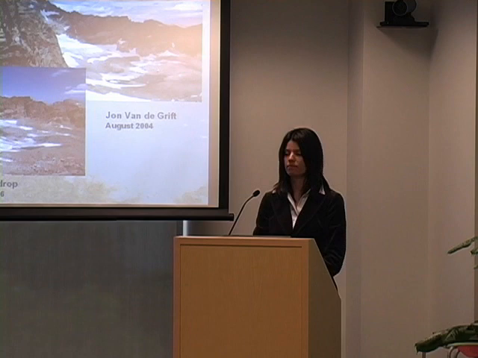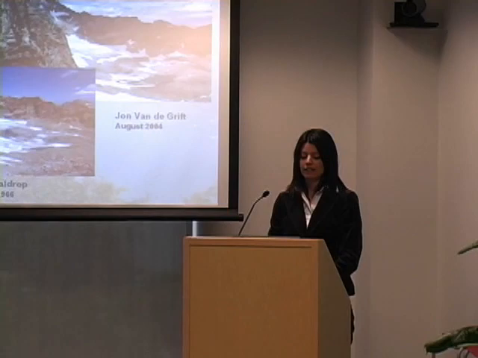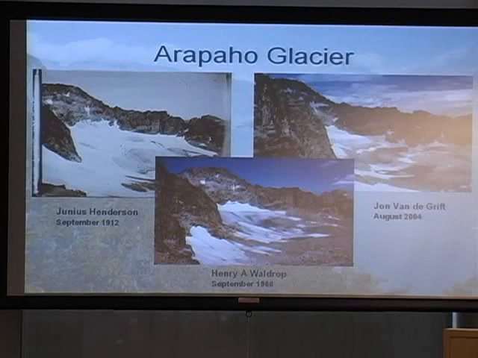This just gives you an example of Arapaho Glacier in 1912, 1966, and in 2004. And you can kind of see how this particular glacier has retreated over time.